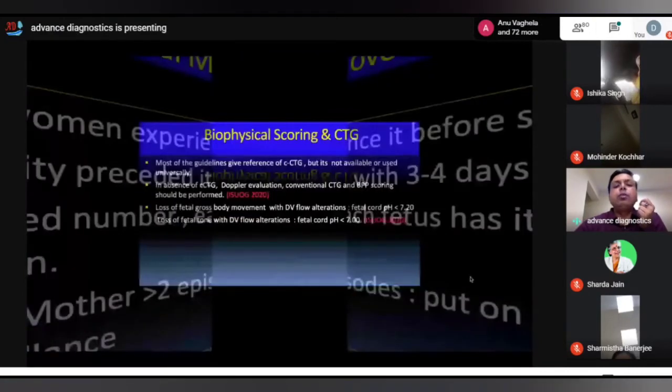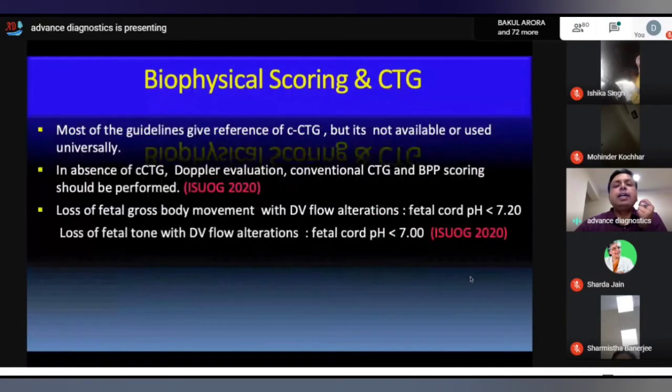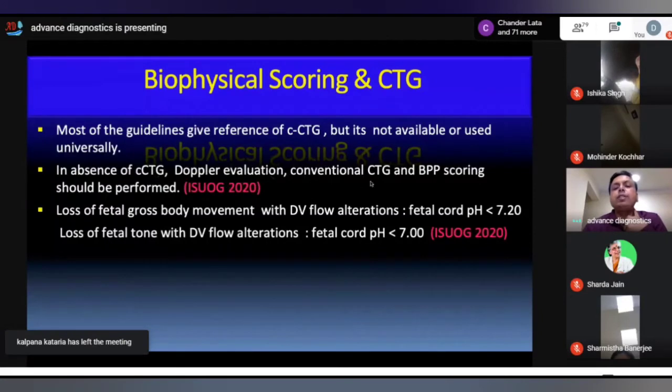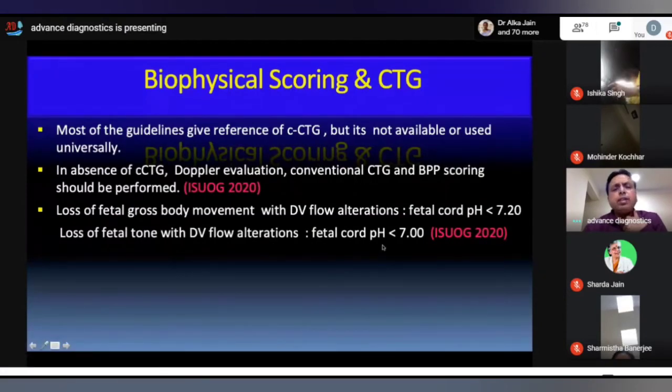Biophysical scoring has a role by the ISUOG guideline, because computerized CTG is not much available in India. So in the absence of computerized CTG, Doppler evaluation, conventional CTG and biophysical scoring should be performed. Loss of fetal gross body movement with ductus flow changes, fetal cord pH less than 7.20, and loss of fetal tone with ductus flow alteration, fetal cord pH less than 7.